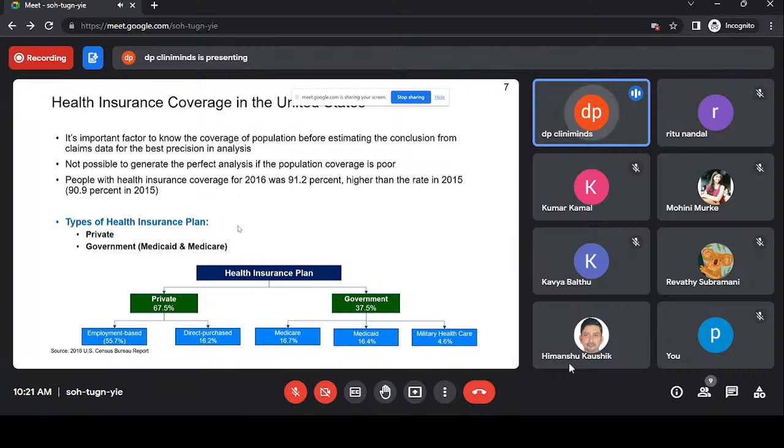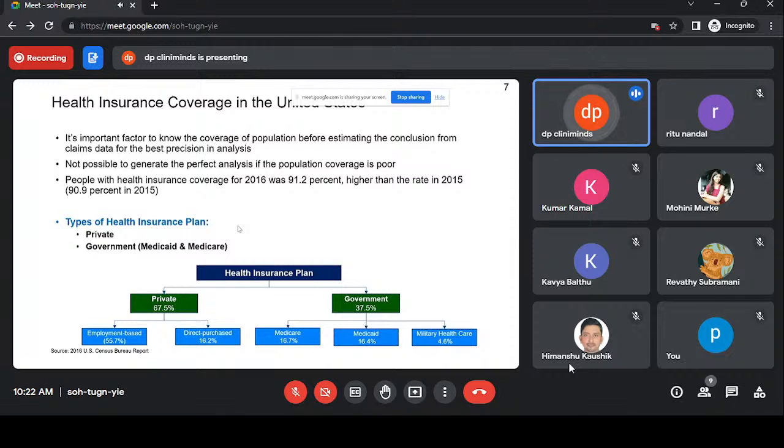So again, just a recap on the healthcare system. If we see, it is divided into private and government in the US. In private, it's 67.5%, and in government it's 37.5%. Within the private, if we classify the insurance, the employment based is 55.7%. As we discussed earlier, that is the insurance given by the employers when you join any organization or firm, and the direct purchase.